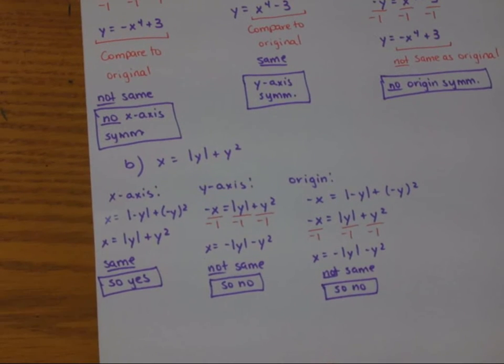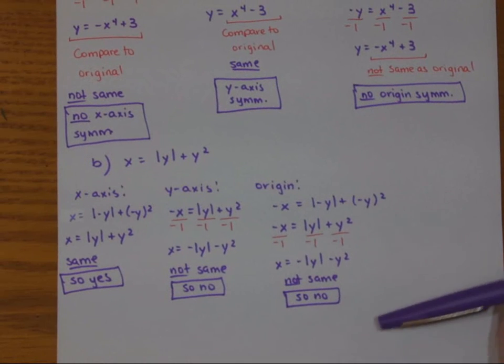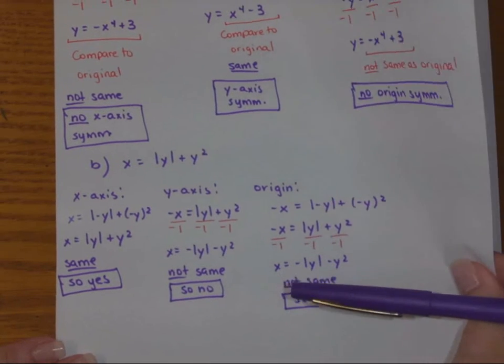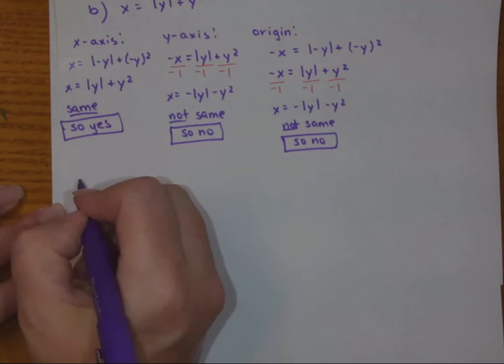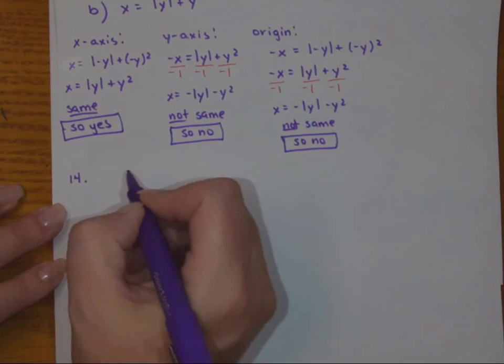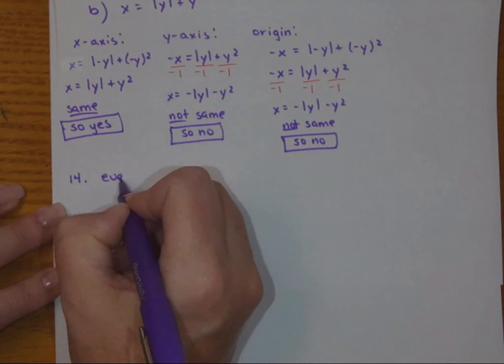Okay, so both of these only had one answer, but just know that on your test, don't stop when you get one yes, because remember it can be a combination of a couple yeses or maybe all 3 yeses. So that's how you determine symmetry. Expect a problem or two about that. So remember, even, odd, and neither.